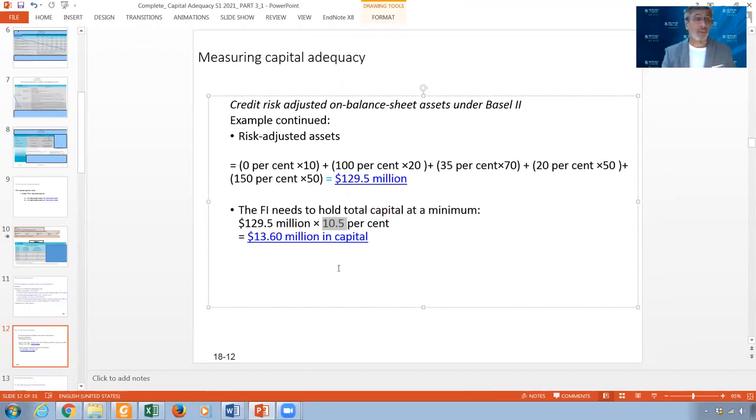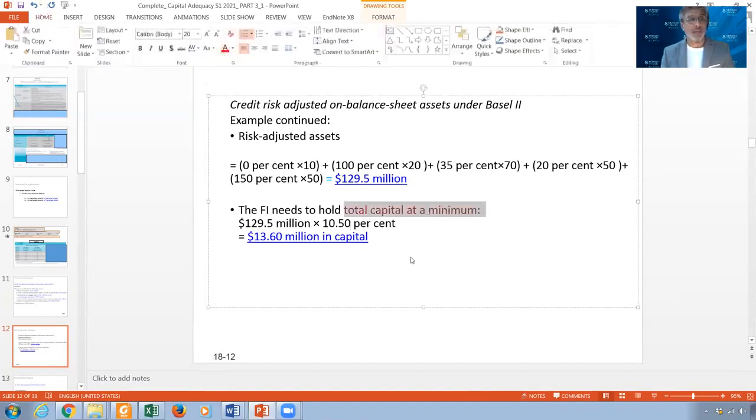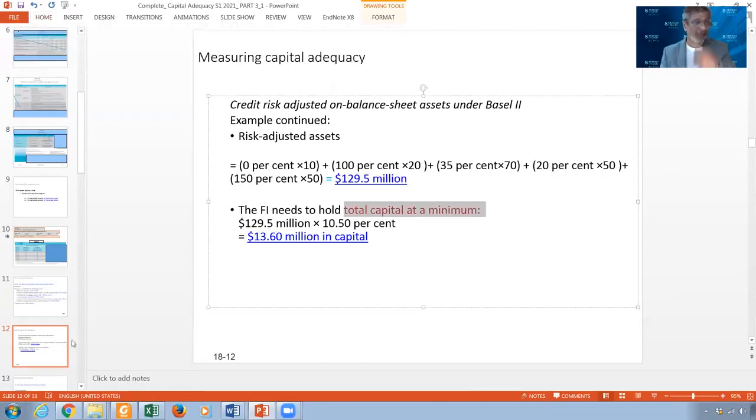Now you can talk about common equity, and you can multiply this only by 7%. You can talk about tier 1, and you multiply this by 8.5%. But now we are talking actually as total capital. So this is how we are doing it for on balance sheet.